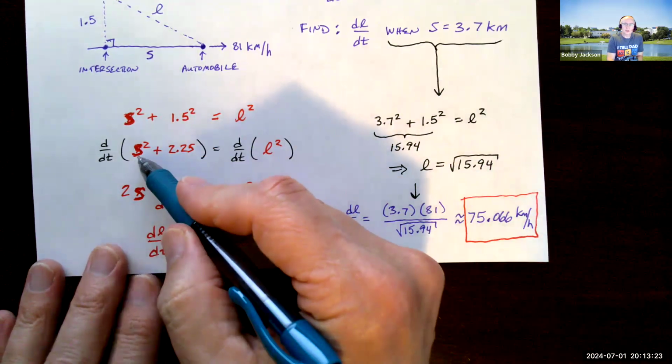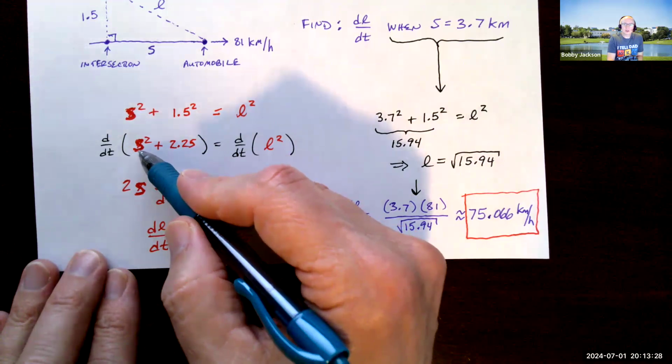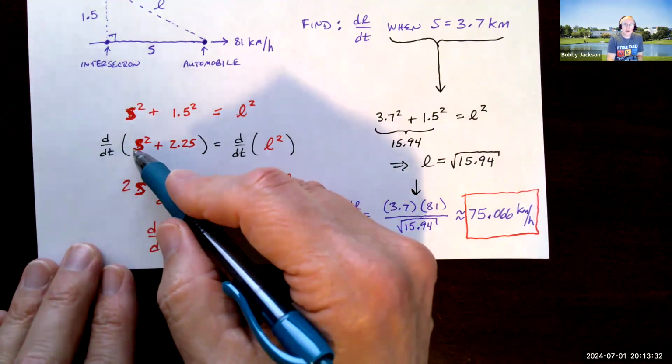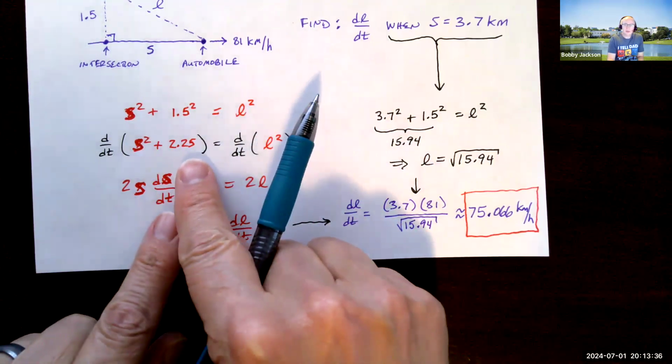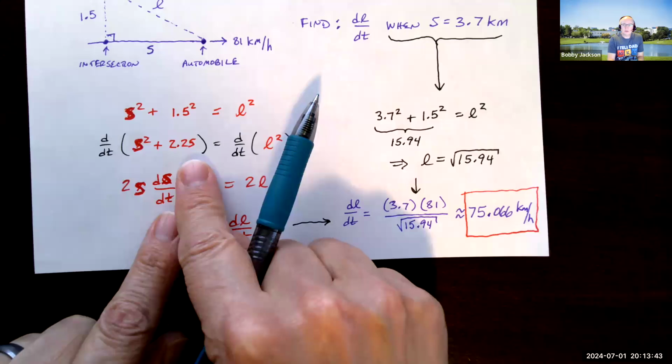So what's the derivative of S squared, first of all, with respect to time? Well, remember, S is a function of time, and it is with respect to time. So we have to use the chain rule. The outer function is S squared. The derivative of S squared is 2S times the derivative of the inner function being S. The derivative of S with respect to t is ds dt.